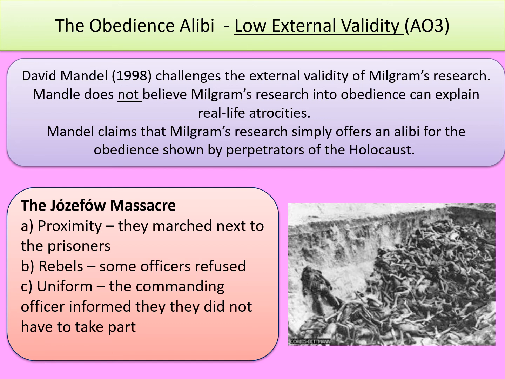But in the Josefow massacre, there were rebels. There were people who said, well, I'm not doing it, and so according to Milgram, that should have persuaded other people not to do it, but they did. And the third part was about uniform. Like, the commanding officer would have had a uniform that was more commanding, and the commanding officer actually said to them, you don't have to do this task. However, people still chose to do it. So we can use those to show how Milgram's research couldn't really apply to real life.